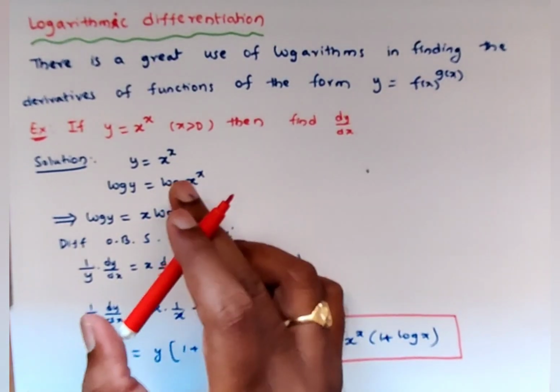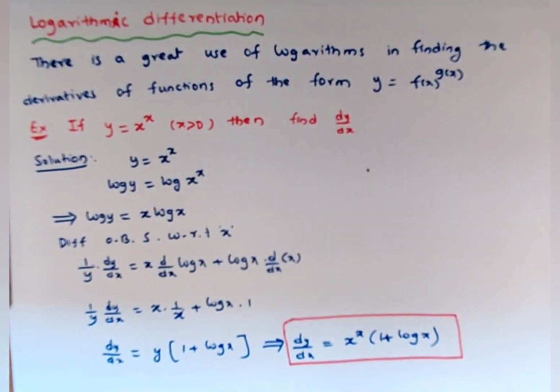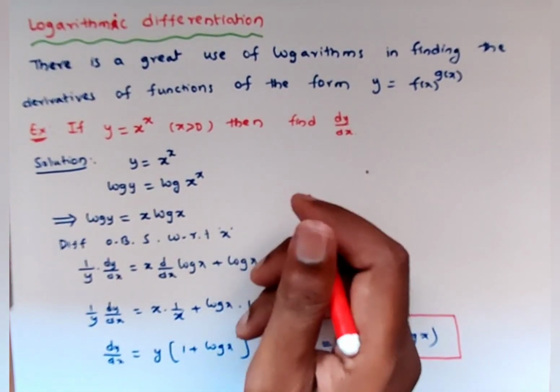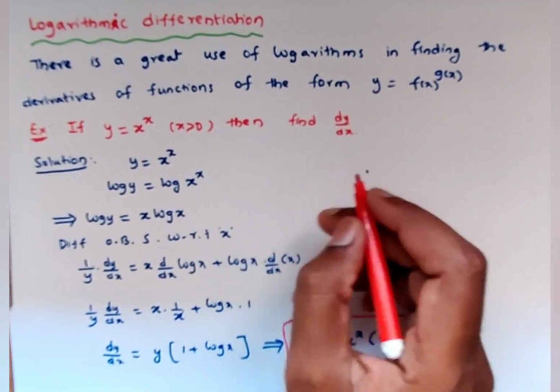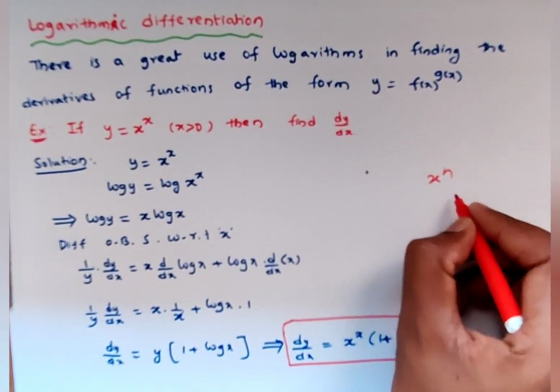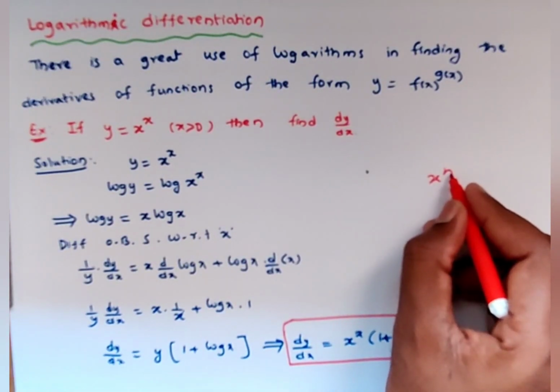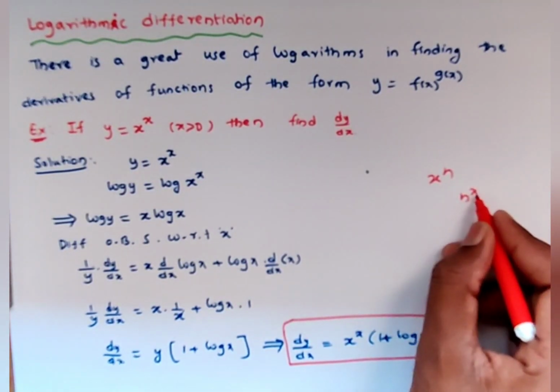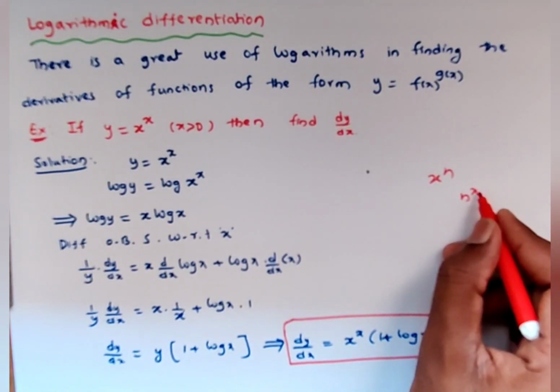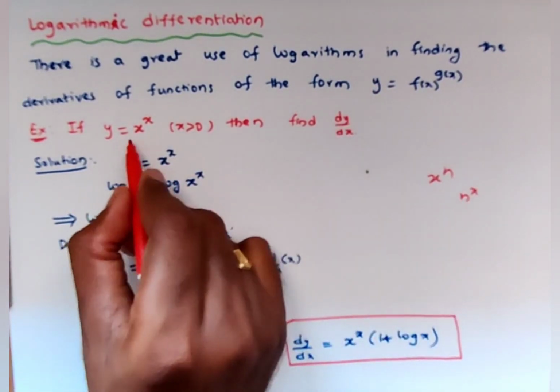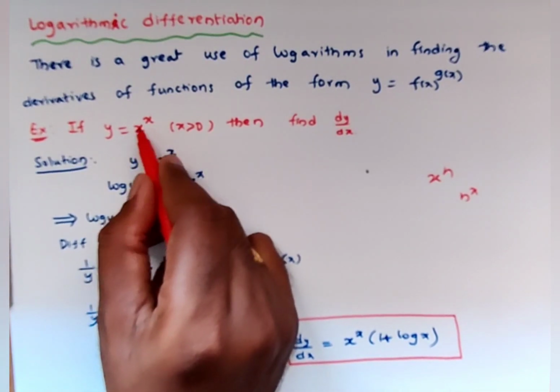So don't apply the x to the power of n formula or the n to the power of x formula. We already have two formulae, x to the power of n and n to the power of x. In x to the power of n, x is a variable and n is a number. Here in n to the power of x, n is a number or a constant and x is a variable. Whereas in this problem, x to the power of x is there.